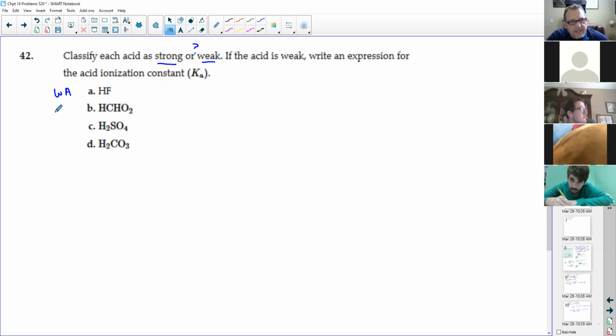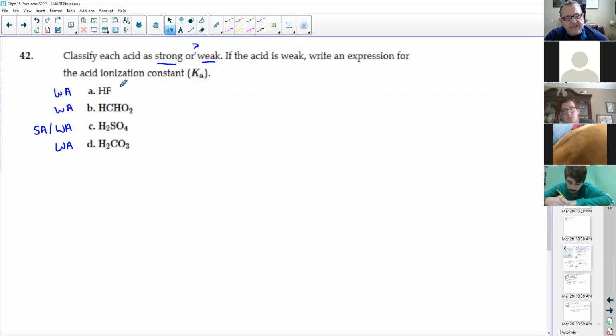HCHO2 is formic acid. It is also a weak acid. This is the stuff that was in ant bites. I talked about that in the video I posted Monday. Sulfuric acid, the loss of the first proton is a strong acid. The loss of the second proton is a weak acid. And carbonic acid, the one at the bottom, is an example of a weak acid.